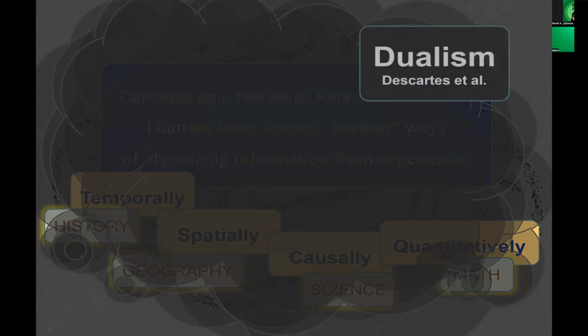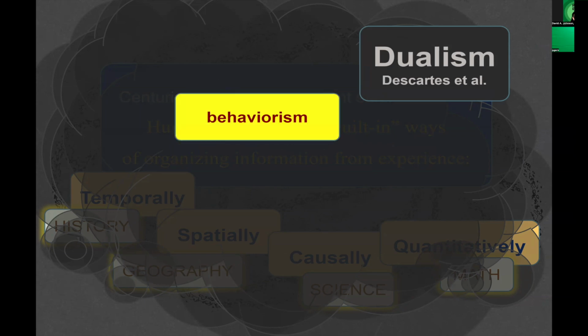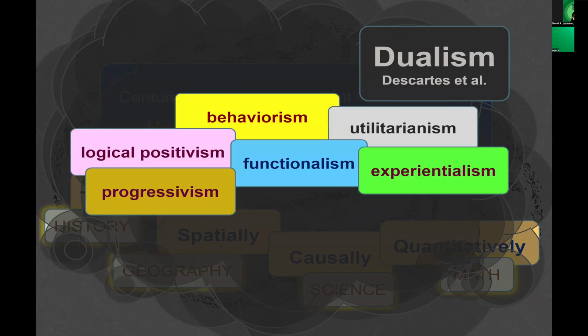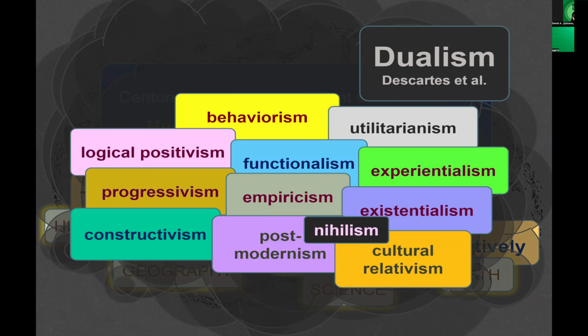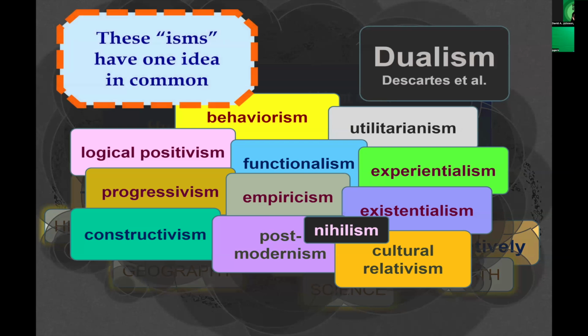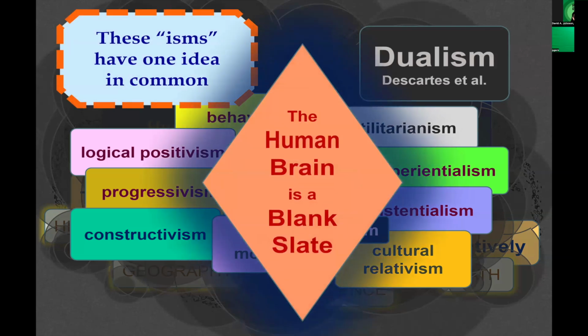And then the dark clouds came. They showed up at the early beginning of the 20th century. Well, actually, earlier than that, all the way back to Descartes and dualism, and then behaviorism and Skinnerianism and utilitarianism and ism and ism and ism. All of these isms have one idea in common, and that is the human brain is a blank slate, and we construct knowledge on that slate. You guys know about constructivism, and it's supposed to be the way the brain thinks.